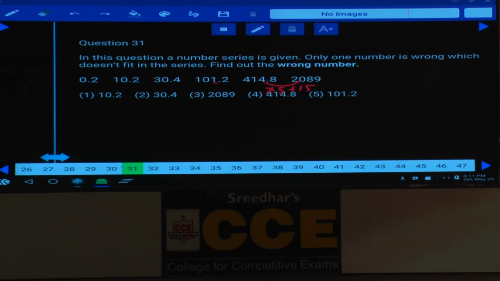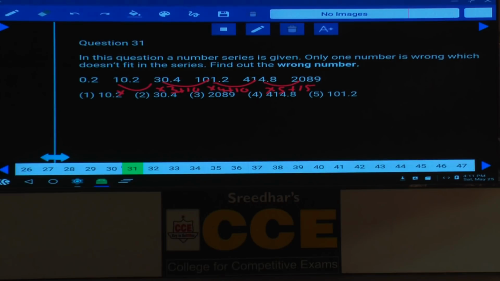101.2 and 414.8. 101 into 4 is 404, and 0.2 into 4 is 0.8, so 404.8. How much is added? 10 is added. Now into 5 plus 15, into 4 plus 10. Next one, 30.4 and 101.2. 30.4 into 3 is 91.2. And 91.2 and 101.2, what is the difference here? Plus 10. Then next one.